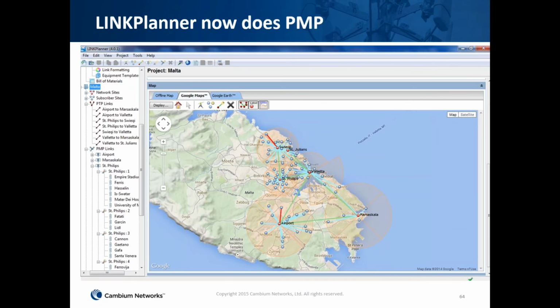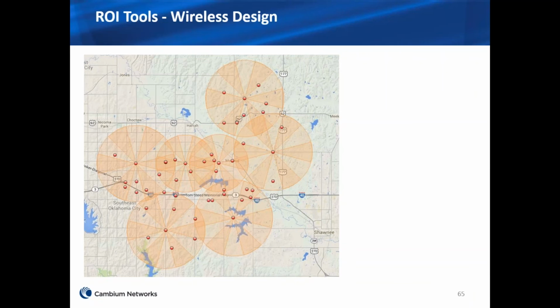It does point-to-multipoint and point-to-point. This gives you an idea of engineering an area utilizing point-to-multipoint using Link Planner. You put it at the location you want the access points to be, and then Link Planner will give you a heat map telling you what kind of coverage you're going to get in a given area with your point-to-multipoint system. Next slide.